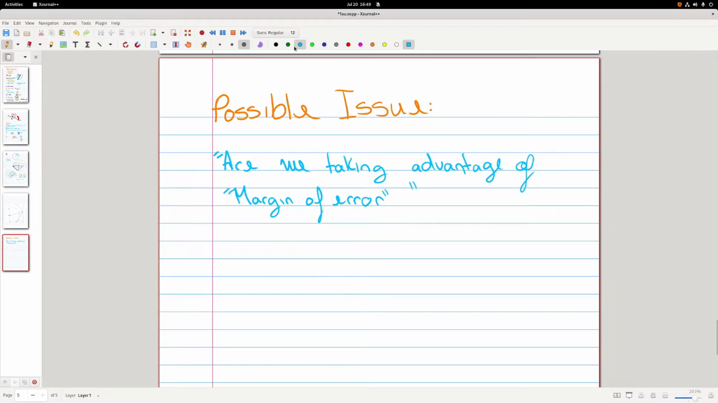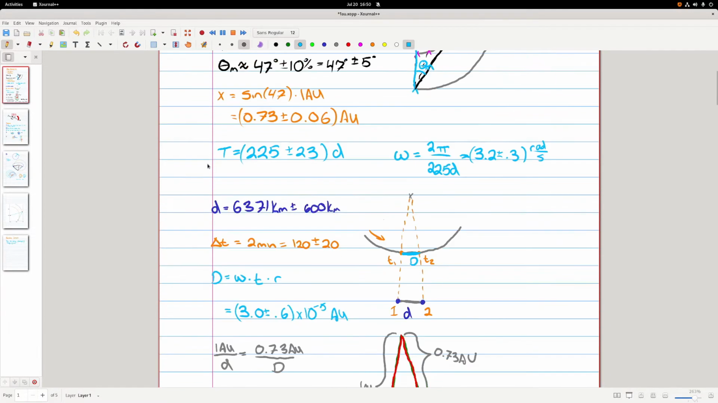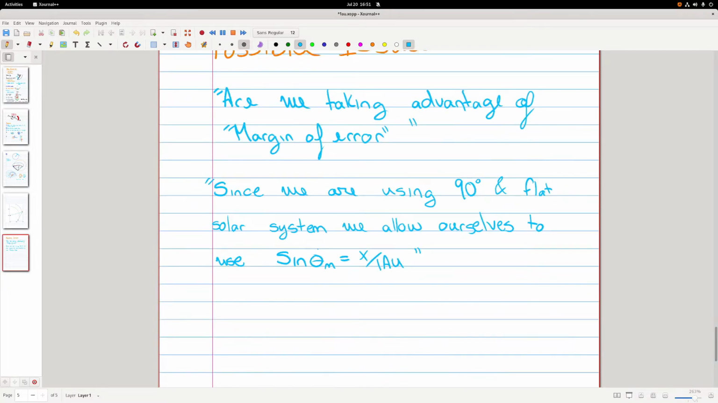So the first possible issue asked was, are we taking advantage of the margin of error? By which the asker is referencing, are we abusing the original uncertainties we're assigning to measurements and therefore their resulting error? And the second concern is that since we are using 90-degree angles from Venus to the Sun to Earth and a flat solar system, we're now allowing ourselves to use sine theta max equal to x over 1 AU. This is one big assumption, is it not?